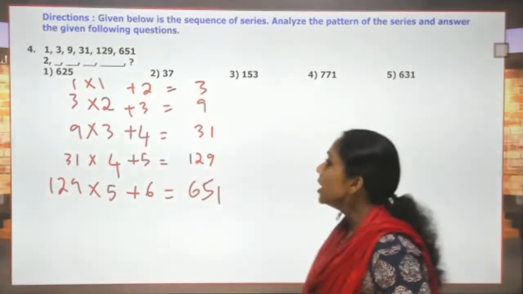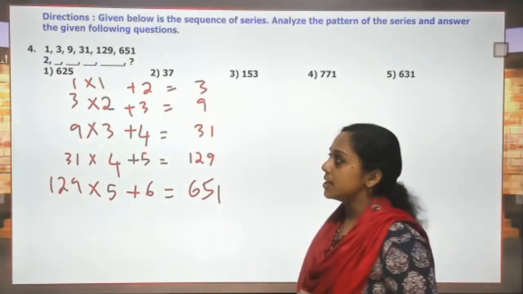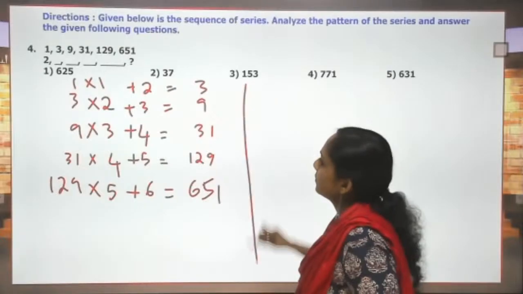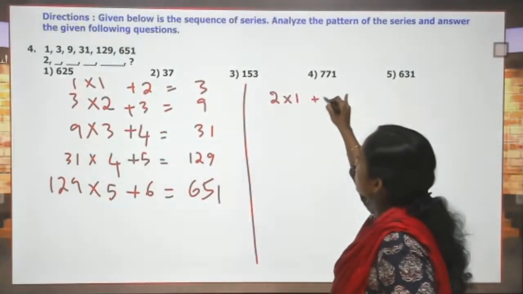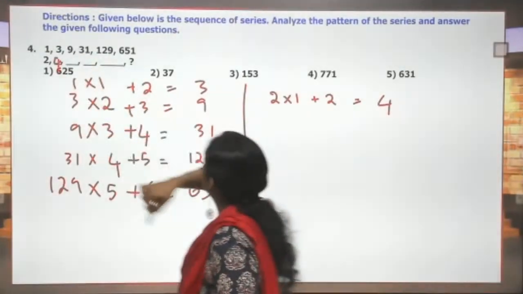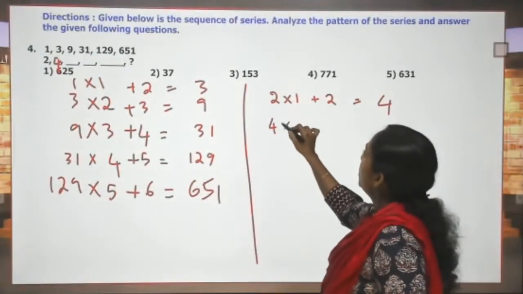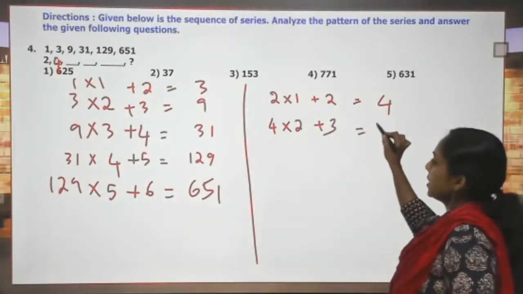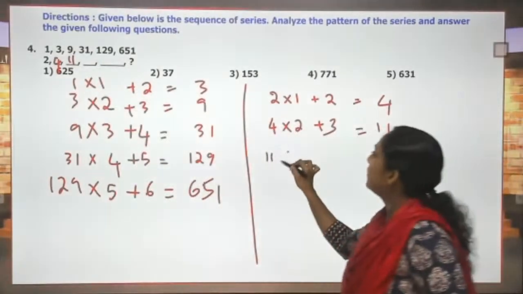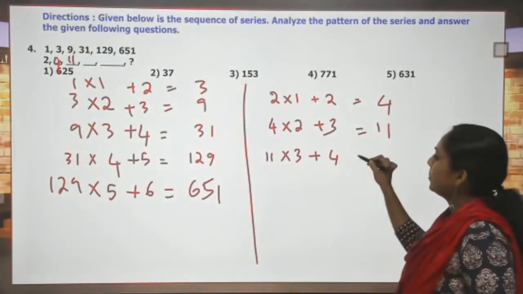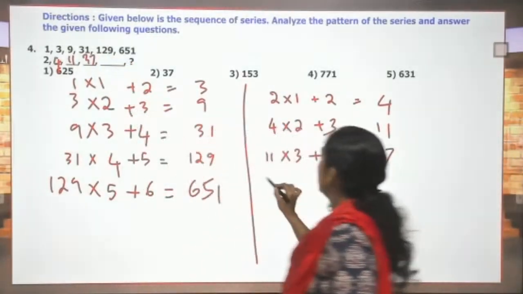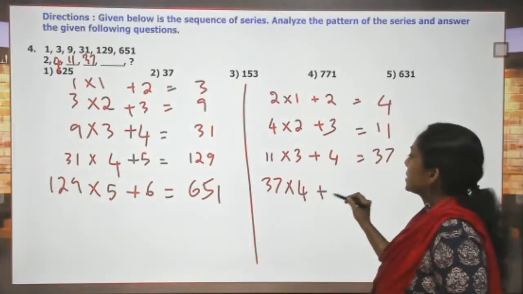In the same way, you have to follow in the next series, which starts with 2. So 2 into 1 plus 2, that is 4. So next term is 4 here. Next, 4 into 2 plus 3, 8 plus 3 is 11. So next term is 11 here. Next, 11 into 3 plus 4, 33 plus 4 is 37. So next term is 37.